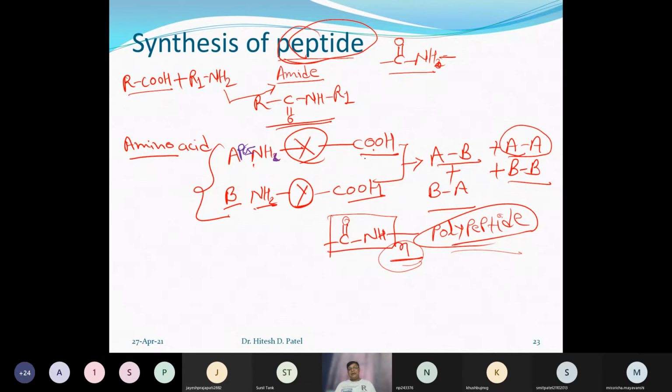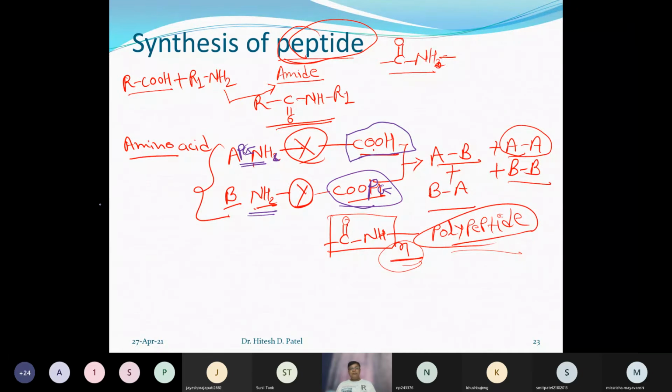And on the other side, the COOH group is open. Now in the second amino acid, what do we have to do? We should keep NH2 open, and we have to protect this COOH with PG. So we can call it amine protection, or carboxylic protection.